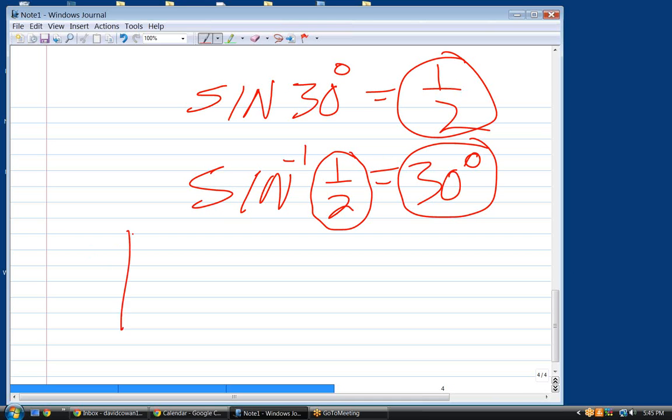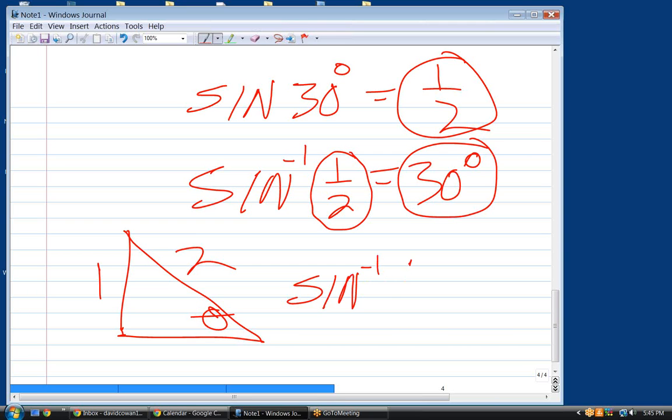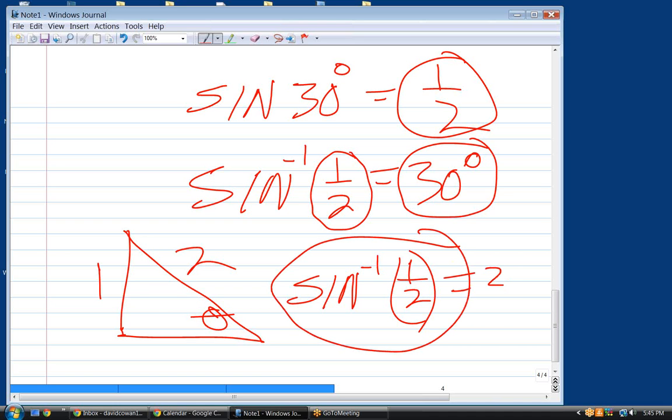In other words, if I give you a triangle and I say that's 1 and that's 2, what is theta? Well, you may know that theta is 30 degrees, but let's pretend you didn't. Let's find what the inverse sine of 1/2 is. You can put that into your calculator, and it'll say either 30 degrees or pi over 6, depending on whether you're in radians or degrees. So that's the key distinction. You take inverse trig functions of numbers to get angles.